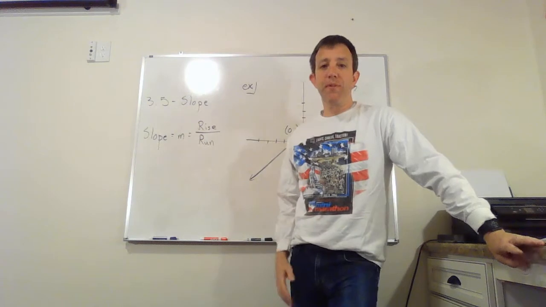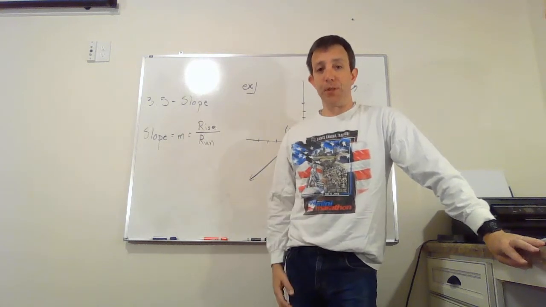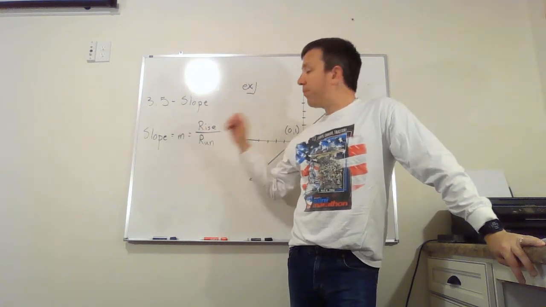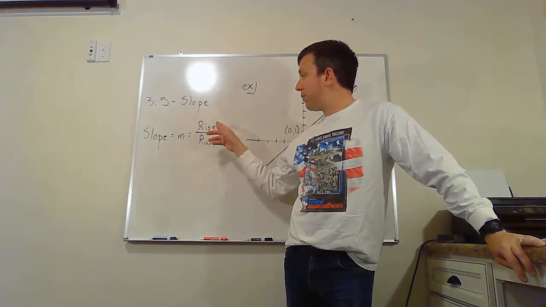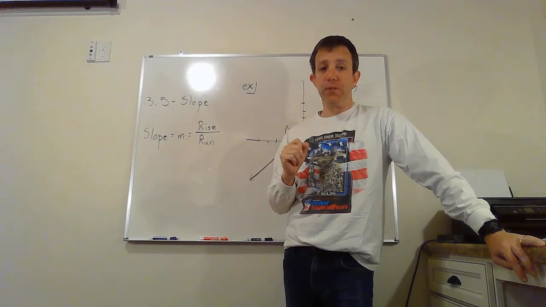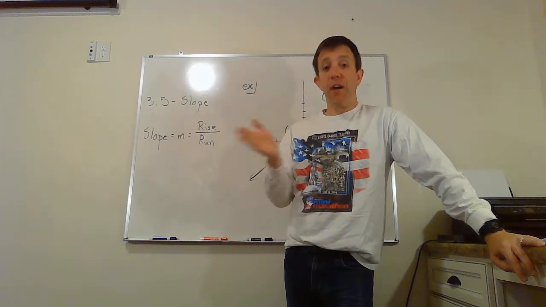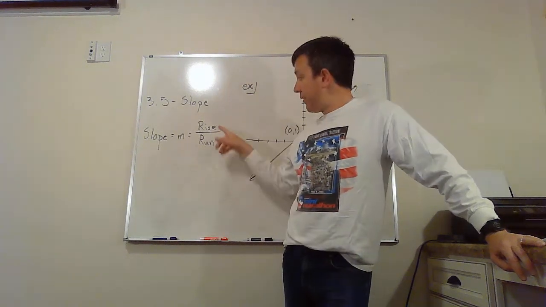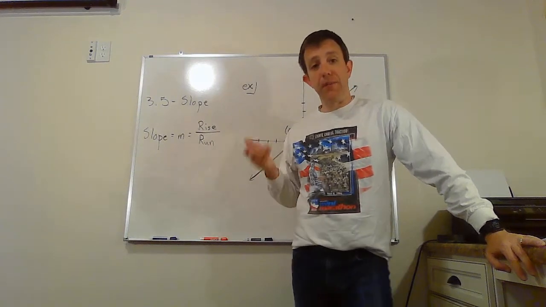We're in section 3.5, and we're going to be looking at slope today. So slope, in its most basic, is what we would call rise over run. So it's how far up a line goes, or down, versus how far sideways the line goes. So the rise is up and down, the run is sideways.